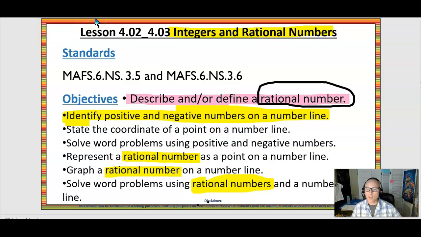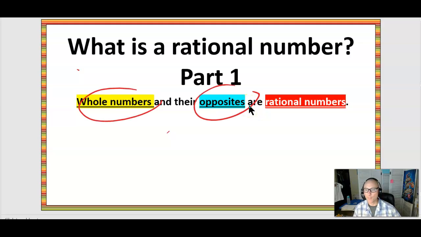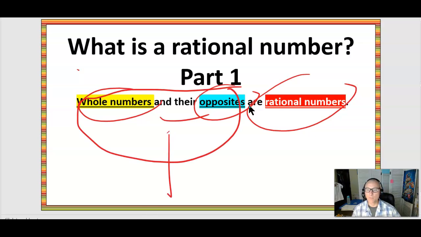So we described and defined a rational number, the first part, which we said just a moment ago: whole numbers and their opposites are rational numbers. And integers, we also said whole numbers and opposites are integers. So we're also saying that integers are rational numbers.